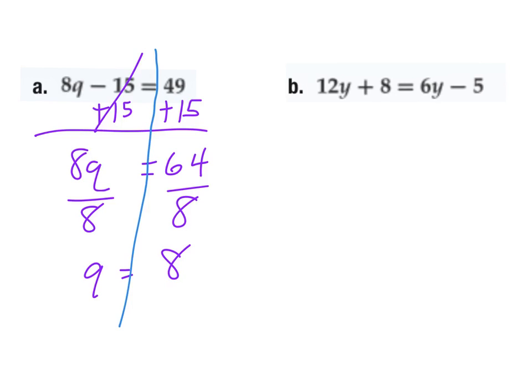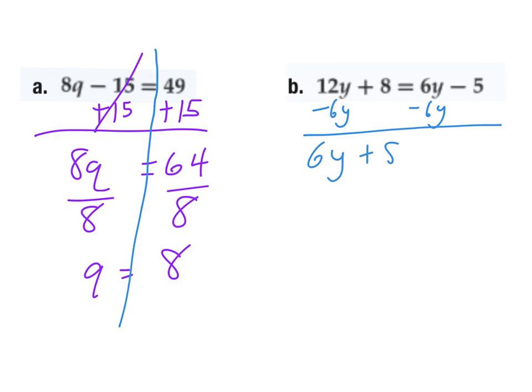The second step, now you have to decide which side you want the variables on. So which side do you want the variables on? The left. Left, which means 12y stays put. The variable that's on the right needs to move to the left. How does it move to the left? Subtract. And again, what is 6y minus 6y? Zero. It goes away. If I do it to one side, I got to do it to the other. All this is doing is getting all the variables to the left. What is 12y minus 6y? 6y.